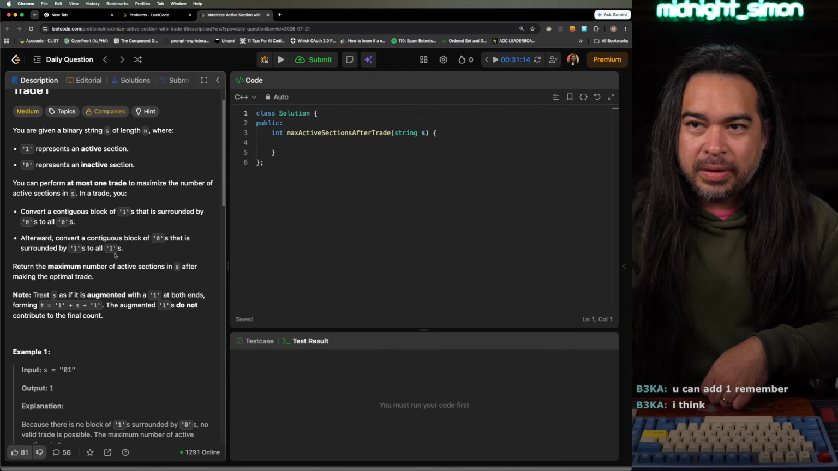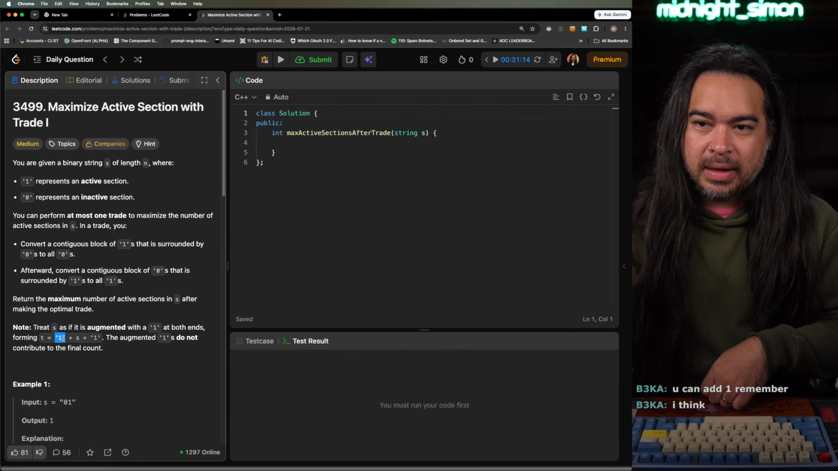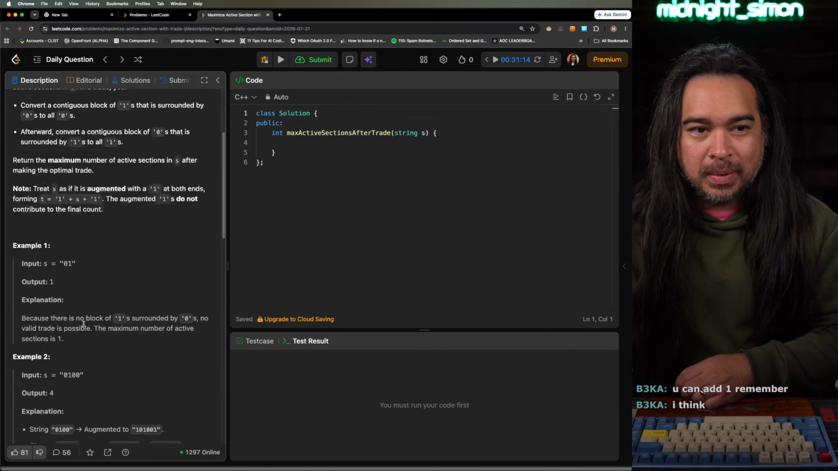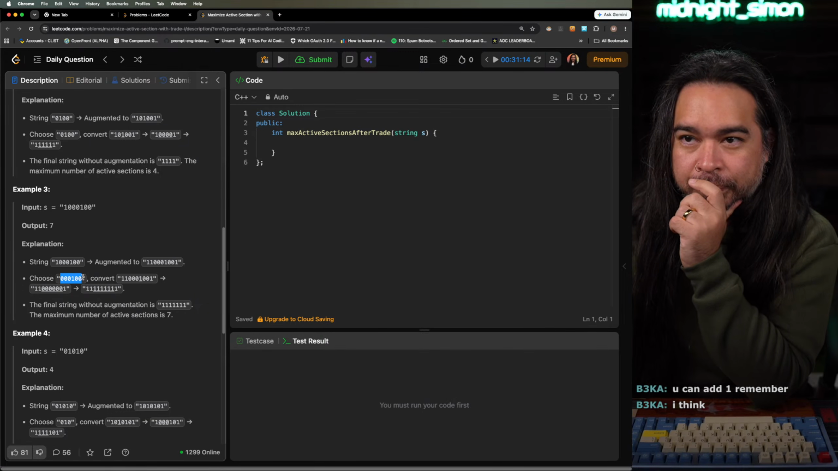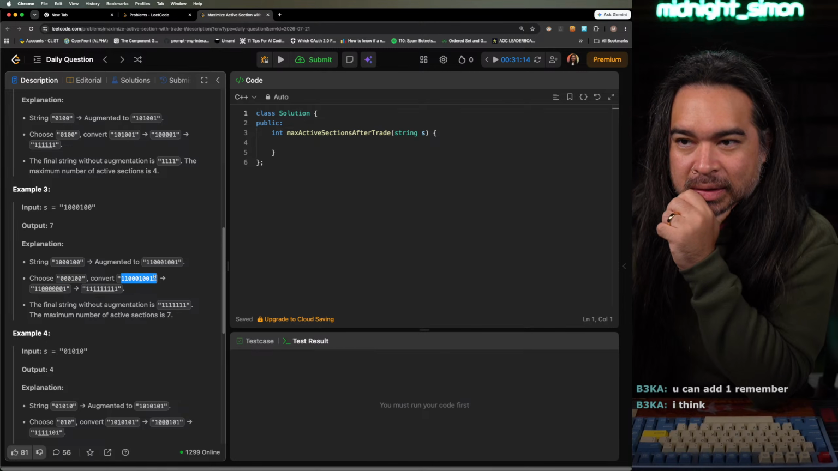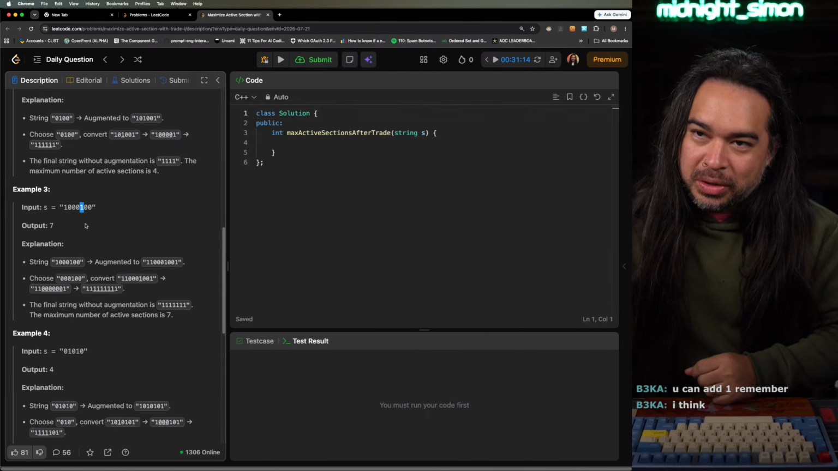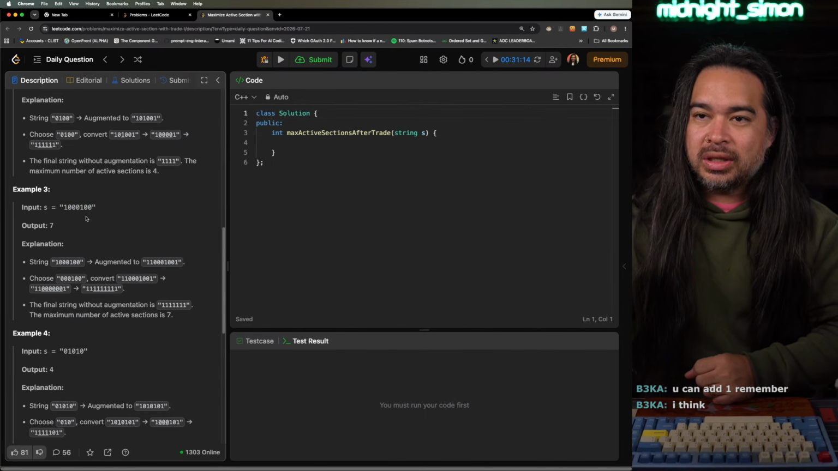You can add one. No, I think they're saying that the ones are at the end. So you can assume the string beginning and string end has ones at the boundaries. At least that's what I think they're saying. But what are they doing here? Convert this. Oh, I see. They convert that 1 to a 0. And they convert, I see what they're saying. They turn this 1 to a 0, and then they turn that big block into all ones.